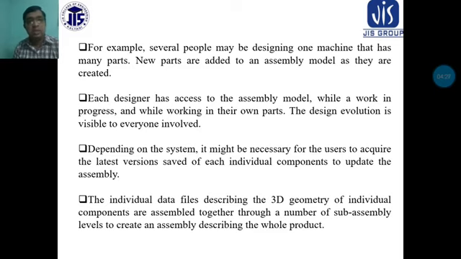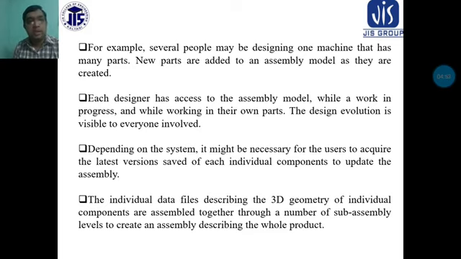Depending on the system, it might be necessary for the user to acquire the latest saved version of each individual component to update the assembly. That means for each version and each individual component, you have to place them, and that updates the assembly.